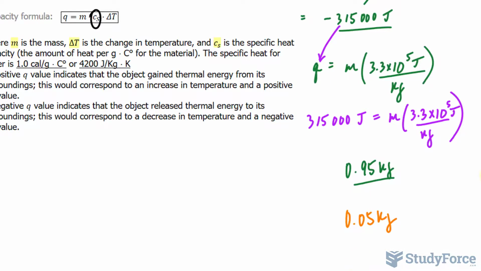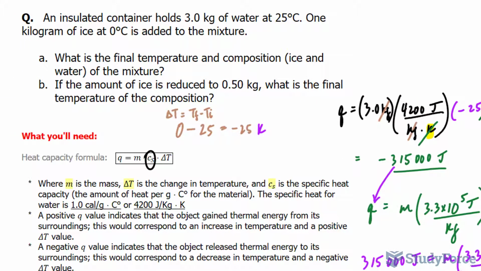0.5 kilograms of ice. In question B, if the amount of ice is reduced to 0.50 kilograms, what is the final temperature of the composition? If it's reduced to 0.50 kilograms, then all of that will be melted.